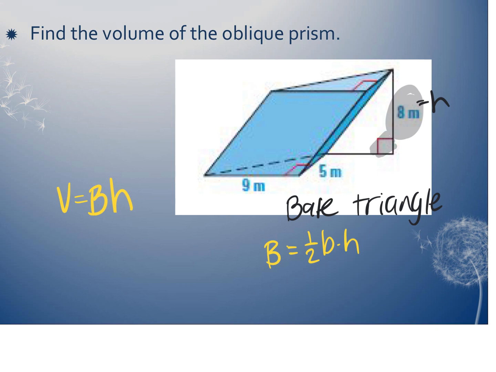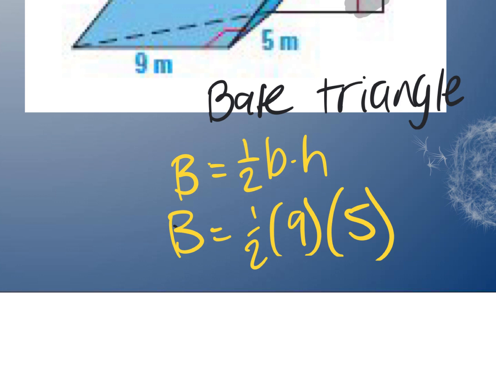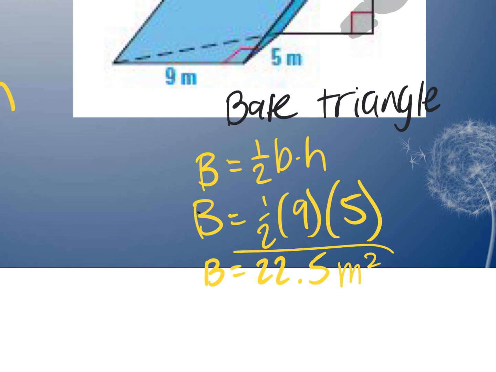And you guys said that my base was a triangle, correct? What's the base of that triangle? Base, 9. So B equals 1/2 times 9 times, what's the height of that triangle? 8 is the height of the prism. The height of the triangle, very good, Cody, is 5. So when we do this, we're doing 0.5 times 9 times 5, which gives me base equals 22.5 meters squared. But guys, that is only the area of the base of my triangle.